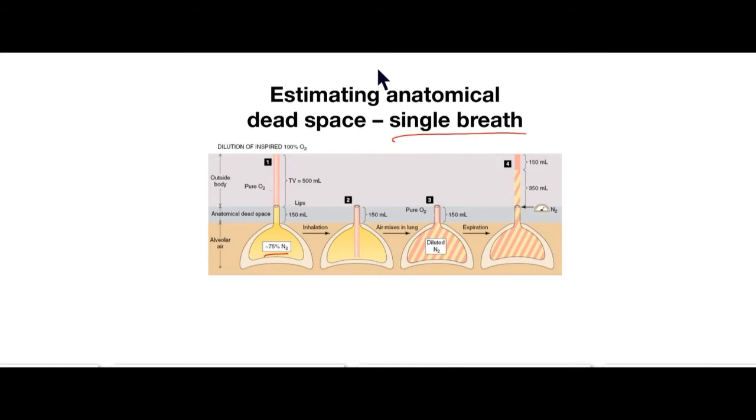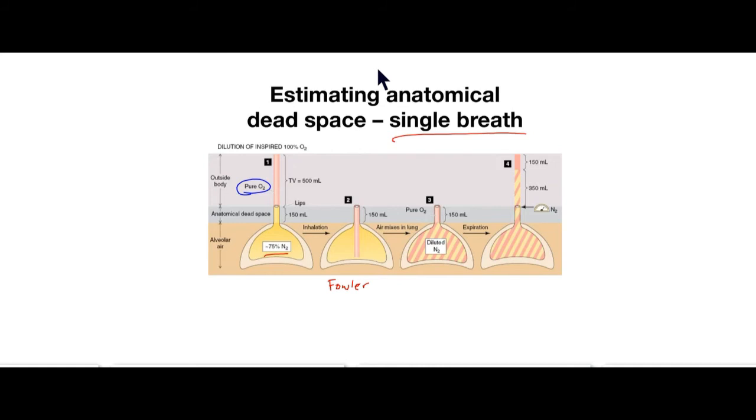Now, the important part of this. Okay, this is Fowler's method. Fowler's method is gonna tell you this information about anatomical dead space. The important part here is that if we're going to specifically look at nitrogen levels, what is it that we have to breathe in? That pure oxygen. Okay, it's just like we did with the nitrogen washout method. The only way you can wash out that nitrogen is if you're not breathing in and adding more nitrogen to the system. So in this case, you're taking in a single tidal volume of 100% oxygen.